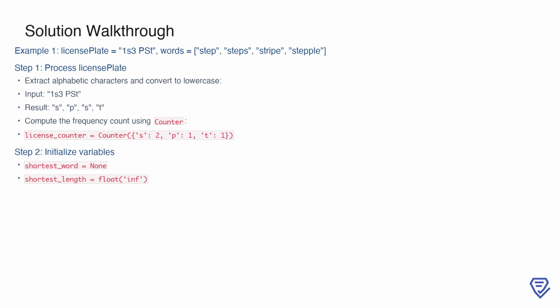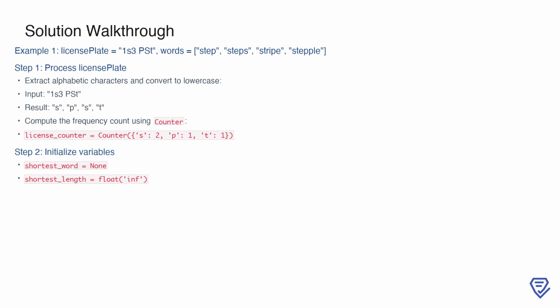To solve the problem, we start by processing the license plate string. First, we extract only the alphabetic characters and convert them to lowercase. For the input 1s3PST, this results in the characters s, p, s, and t. Next, we compute the frequency count of these characters using Python's Counter class, giving us license_counter equals Counter, s2, p1, t1. This tells us that we need 2 s characters, 1 p, and 1 t in any completing word.